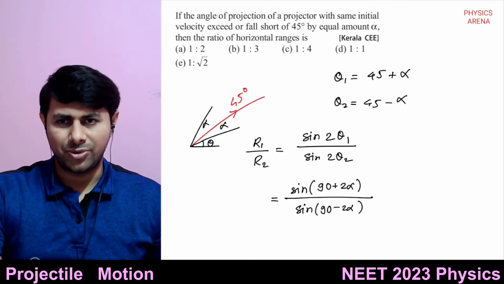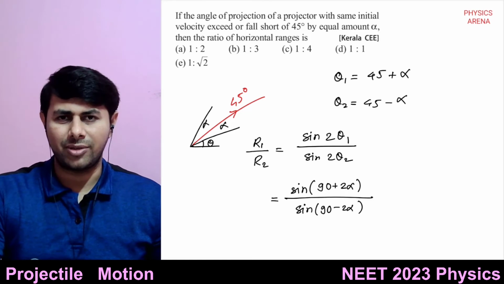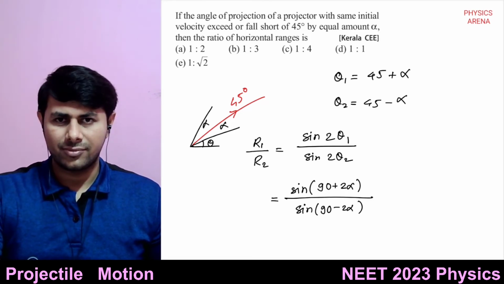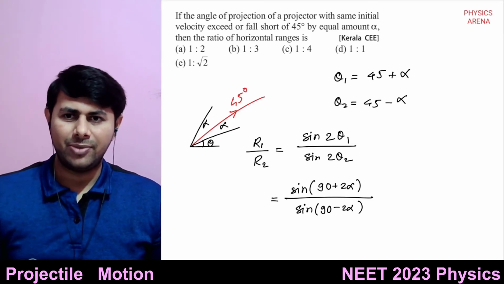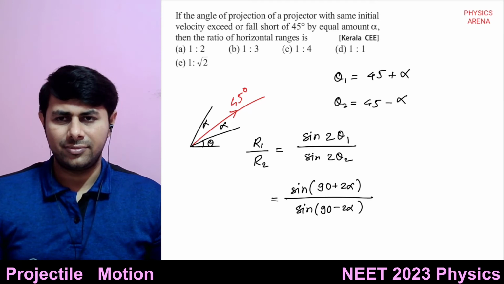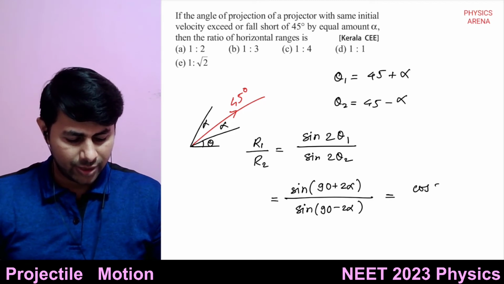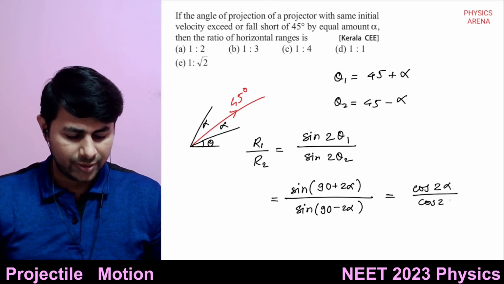It will be cos of 2 alpha. Sine of 90 minus 2 alpha is also cos of 2 alpha. Sine of 90 plus an angle, or 90 minus an angle, is cos of that angle. You know this or not? Yes, sir. Okay, if you know, very good. So this will be cos of 2 alpha, cos of 2 alpha.